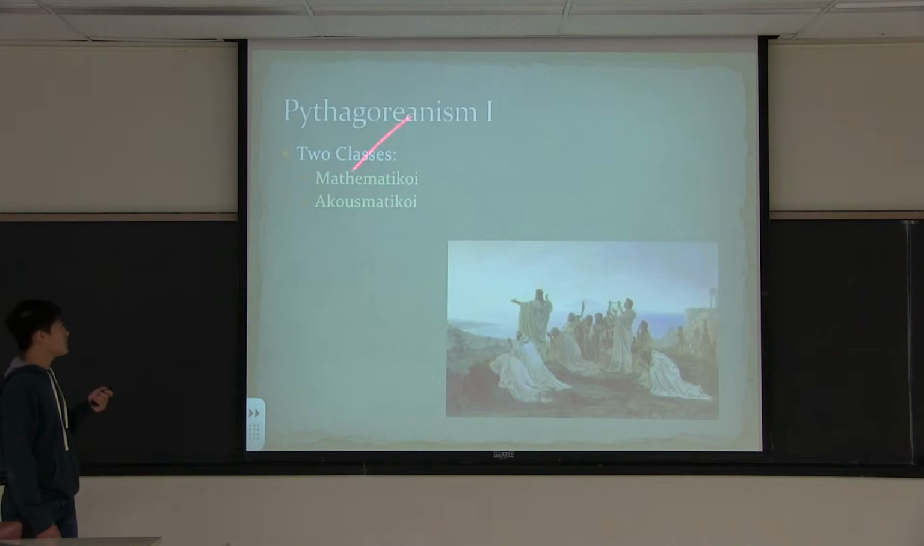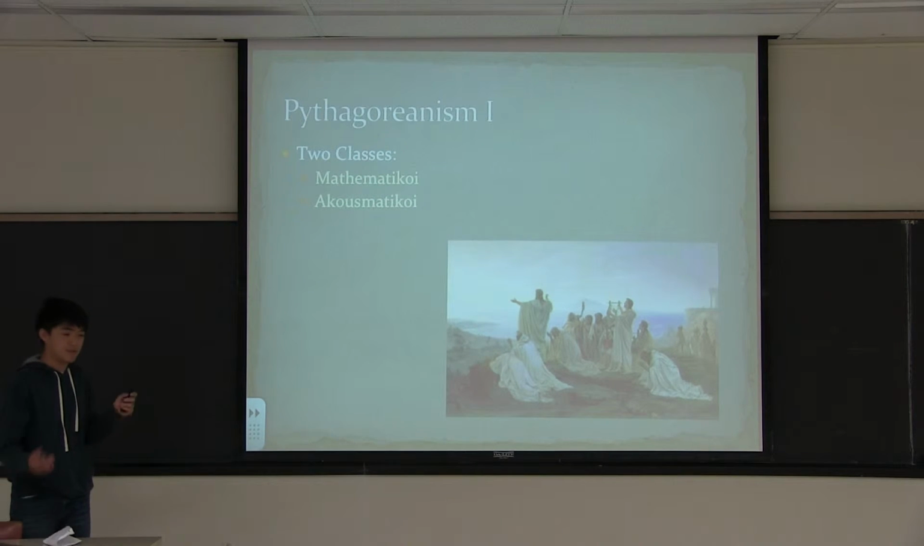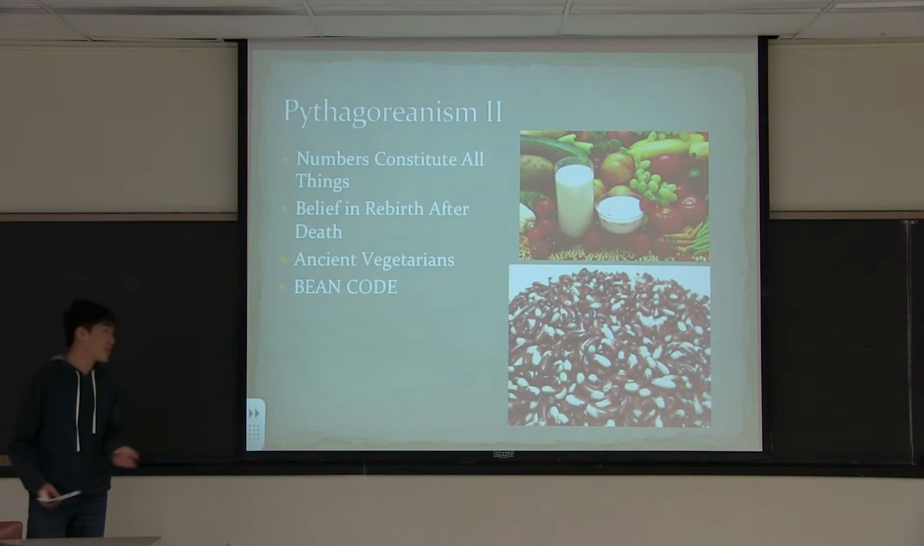And his religion had two classes, mathematicoi and acousmatici. The mathematicoi focus more on the mathematical part, and they're the more strict. They couldn't eat beans because they thought beans were the symbol of life. And then this is the more religious part. Numbers constitute all things. They believed in rebirth, kind of like Buddhism.